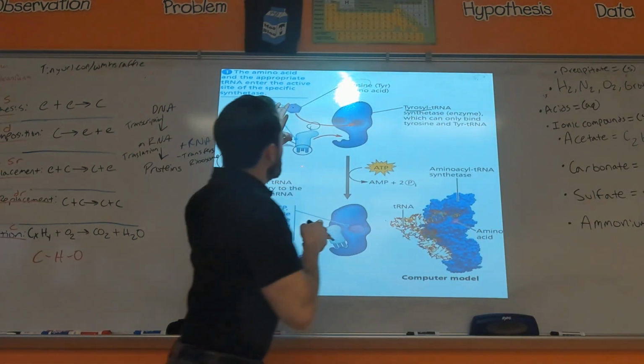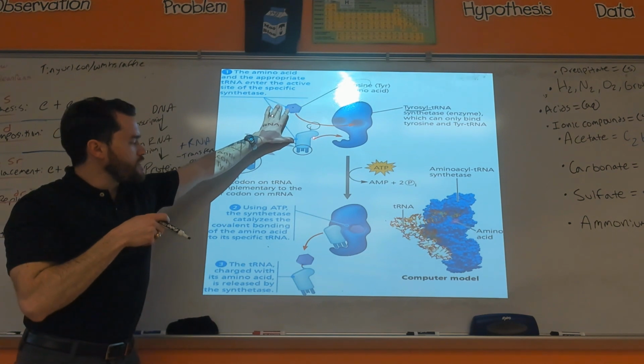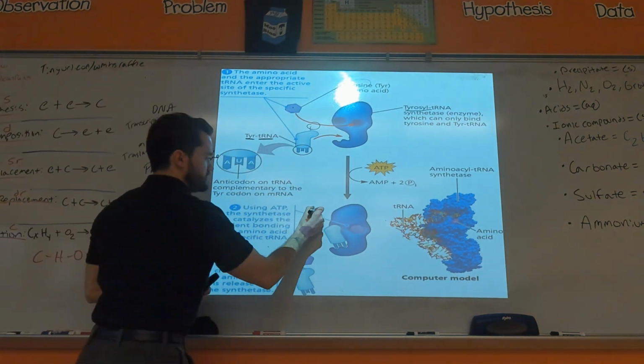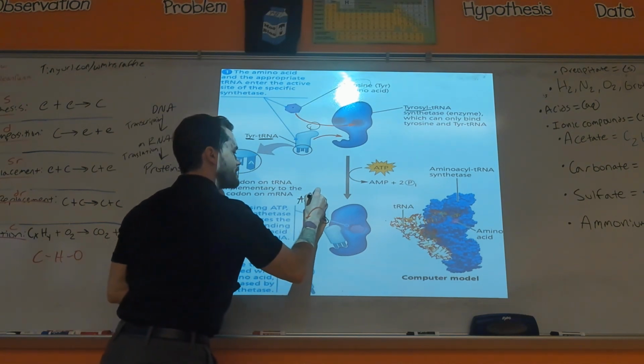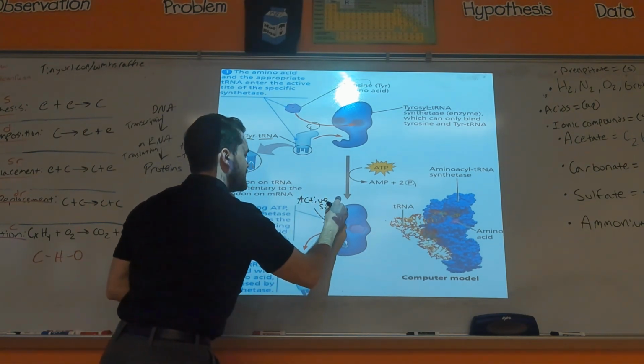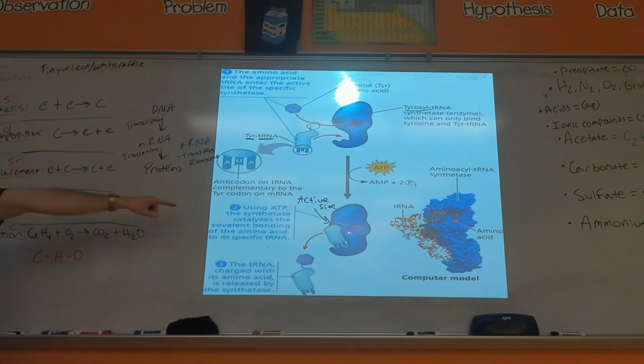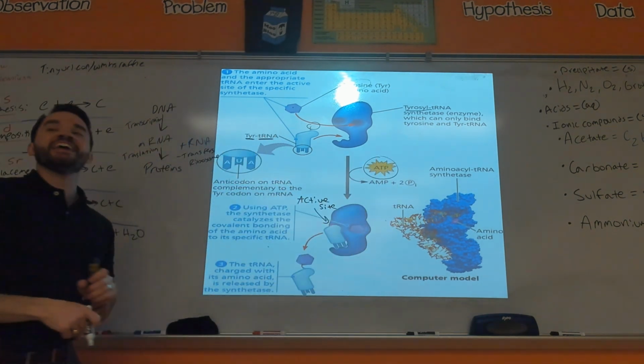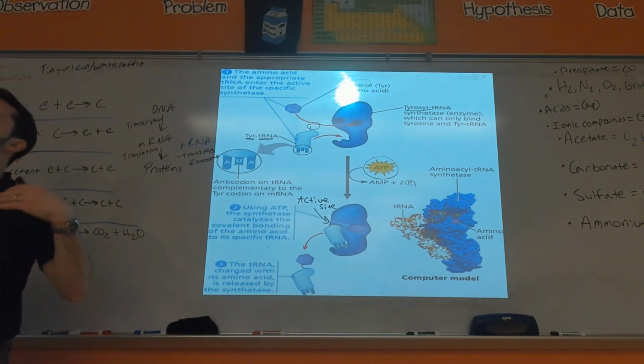So the amino acid and the tRNA would then fit into the active site. You remember your vocab for enzymes. The active site is where the magic happens. That's where the catalyzing of the reaction happens. So they go to the active site, and using ATP, this is an endergonic reaction. We have to put in energy.